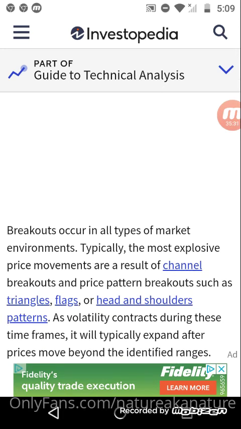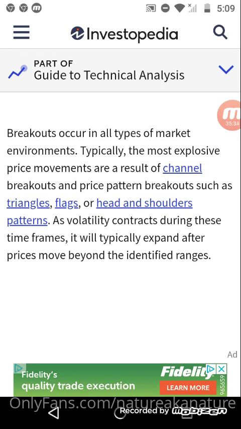Okay, you see it's going up. Bullish means going up. It broke up, so it broke out. It's called a bullish breakout.